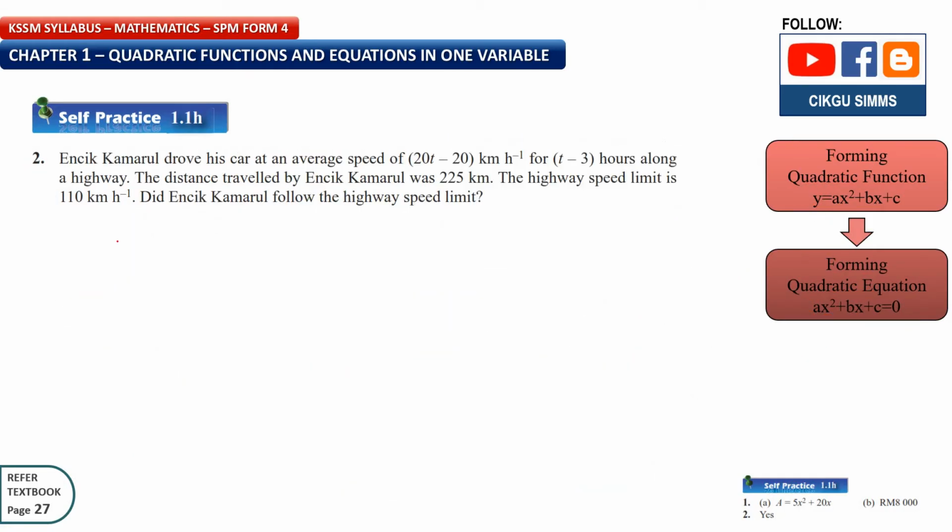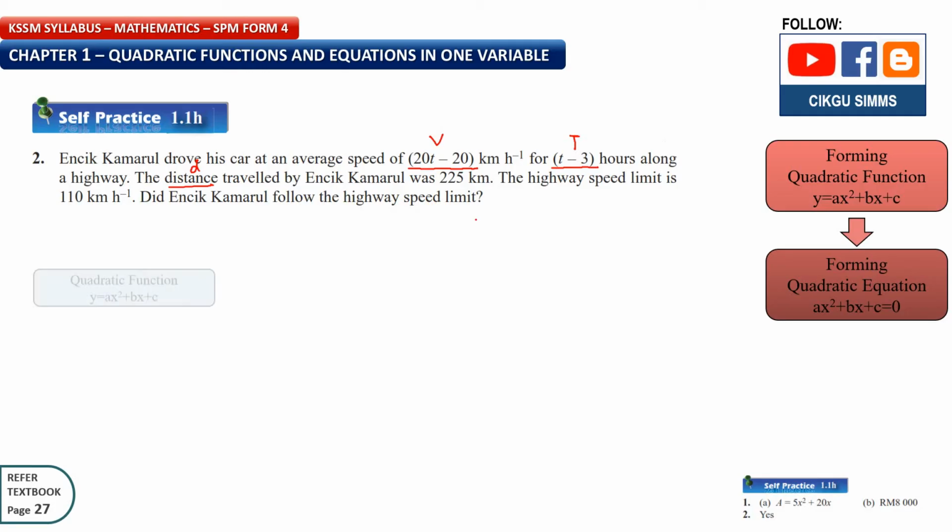Let us see question 2. Okay, so Encik Kamarul drove his car at an average speed of this. So this is the speed. I can give it a symbol. And then for this time, I can give it another symbol. Along a highway, the distance traveled by Encik Kamarul was 225 km. So distance, I can give it a symbol. So I have three things here. The highway speed limit is this. And did Encik Kamarul follow the highway speed limit?